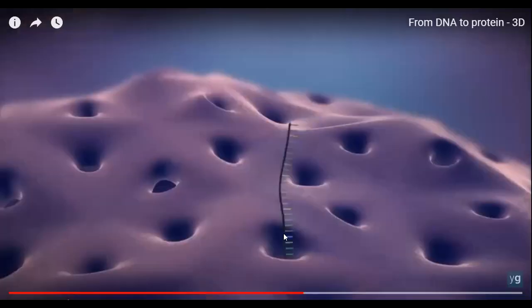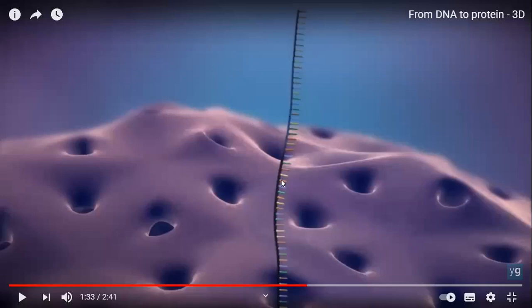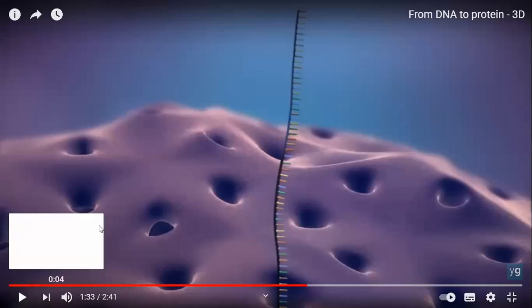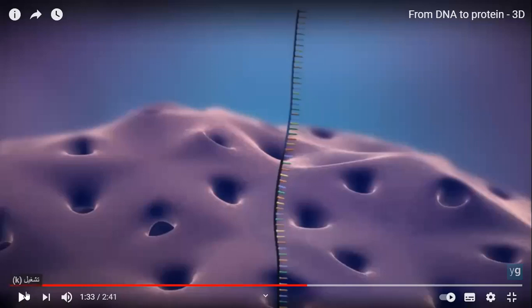The messenger RNA now is ready, having the message. It's processed and ready to go out from these pores in the nucleus out to the cytoplasm to convert this message to protein.